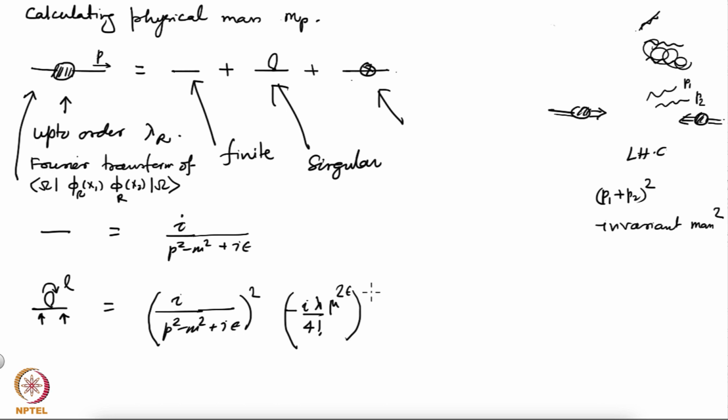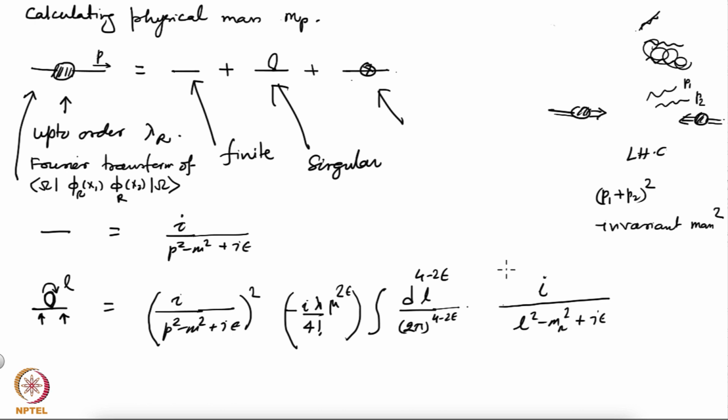Okay, then I should write down the integral, the Feynman integral, which is d to the power 4 minus 2 epsilon L over 2 pi to the power 4 minus 2 epsilon, into i over L square minus m r square plus i epsilon. Okay, this is because of this propagator. See, there is one propagator here, right? This, which carries momentum L. Okay, so that is what I am writing, i over L square minus m square plus i epsilon.